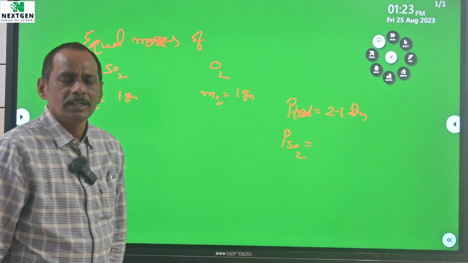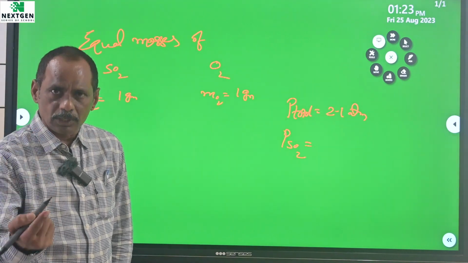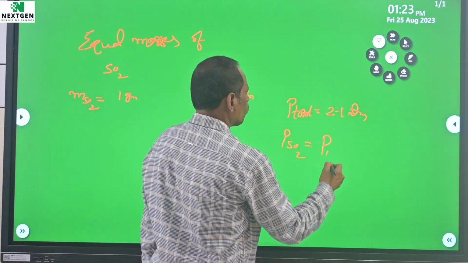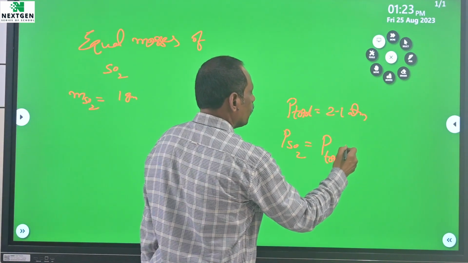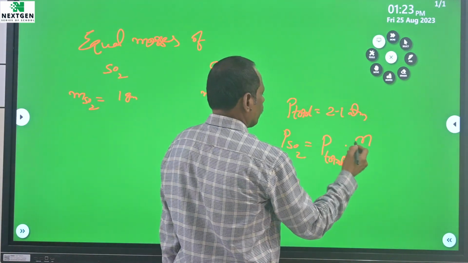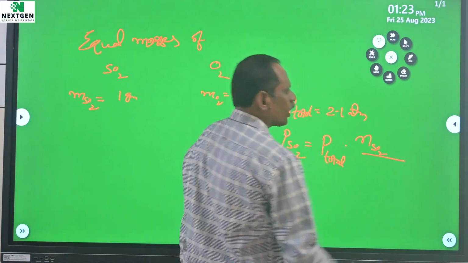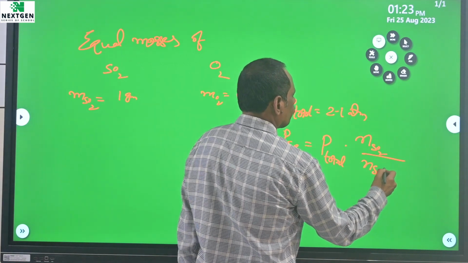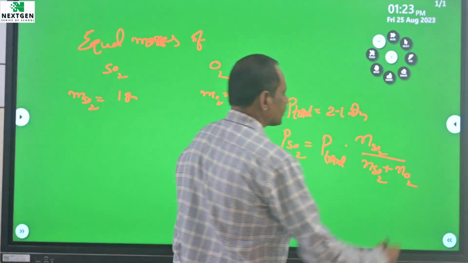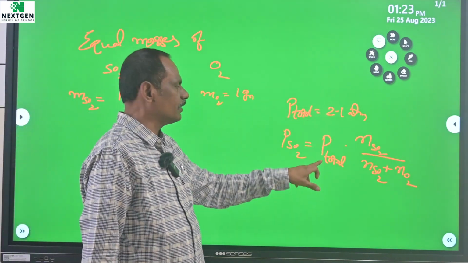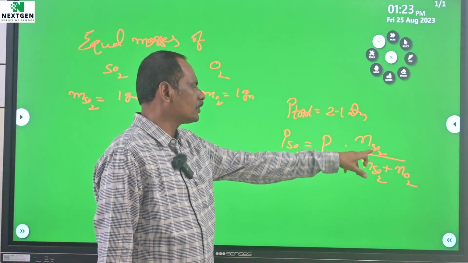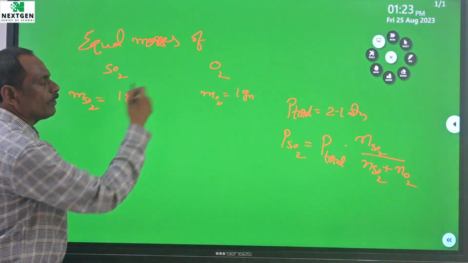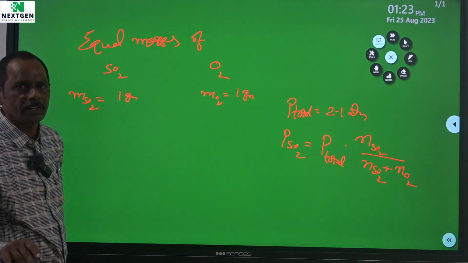You know that the partial pressure of a gas is equal to the total pressure into the mole fraction of that gas. So the partial pressure of sulfur dioxide is equal to the total pressure of the gas mixture into the mole fraction of sulfur dioxide. Mole fraction of sulfur dioxide means the number of moles of sulfur dioxide by the total mole number, that is, the number of moles of sulfur dioxide plus the number of moles of oxygen. We can calculate the number of moles of sulfur dioxide and oxygen because it was given that equal masses of sulfur dioxide and oxygen are taken.